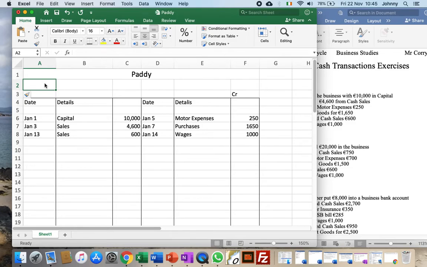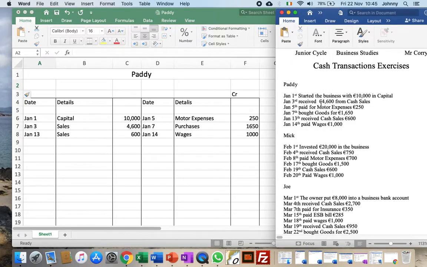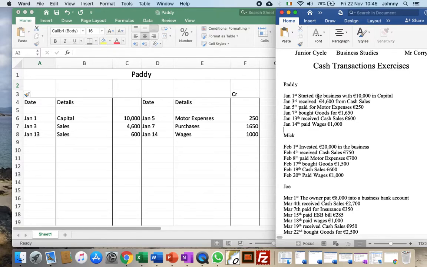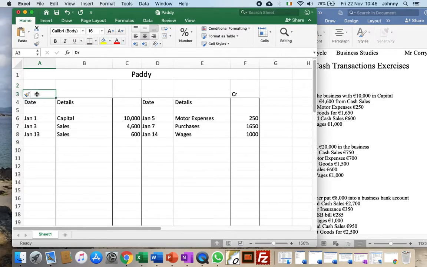On how to balance an account. So I'm doing these cash transaction exercises here, and I have Paddy is what I'm dealing with here. Paddy put money into the business and he took some money out. So what I do is I use this account and I have DR shows the money in, CR shows the money going out of the business.